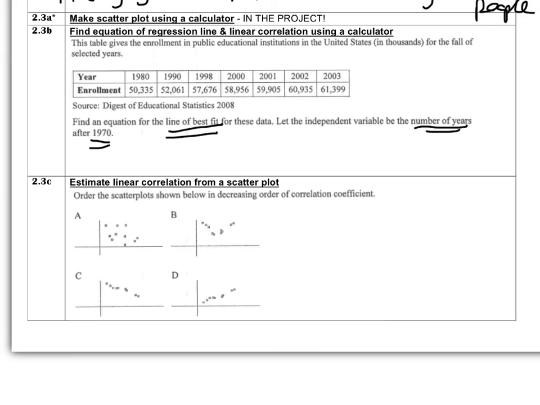So what we want to do is go to the calculator and type in list 1 and list 2. Before we do that, let's change the years to after 1970. So this would be 10, 20, 28, 30, 31, 32, and 33. So that's going to be my list 1. And then I'm going to type this in as list 2. So remember, go and hit Stat, Edit as your first step to do this.